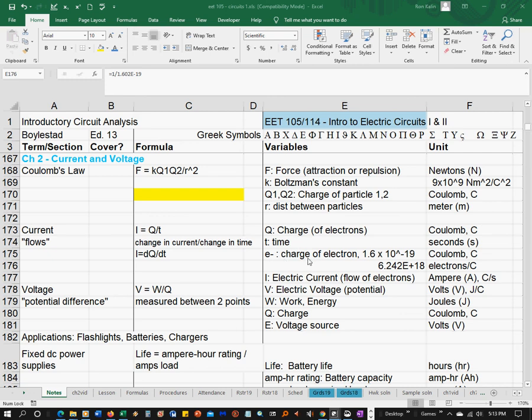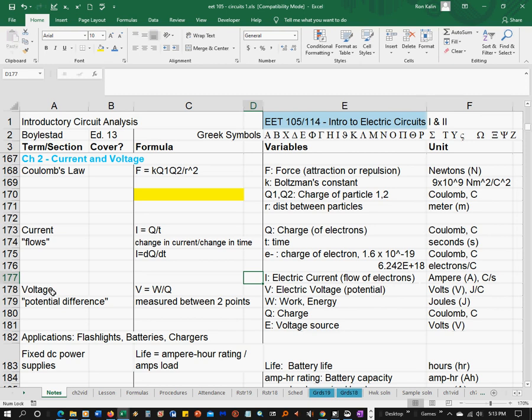E minus is the charge of one single electron, 1.6 times 10 to the negative 19th coulombs, a very small number. The number of electrons in a single coulomb is 6.242 times 10 to the 18th, which is basically 1 over this number here, as you can see up at the top of this formula. So that's a really large number. I is the electric current, flow of electrons in amperes A, or coulombs per second.